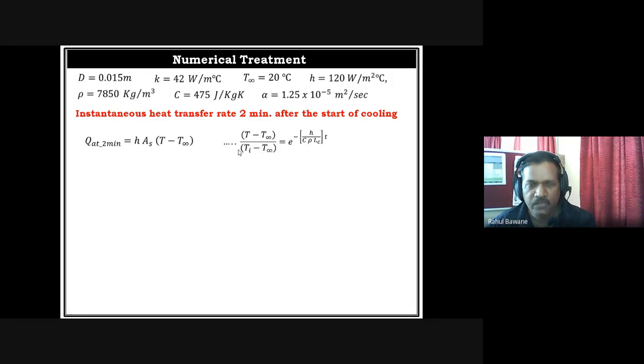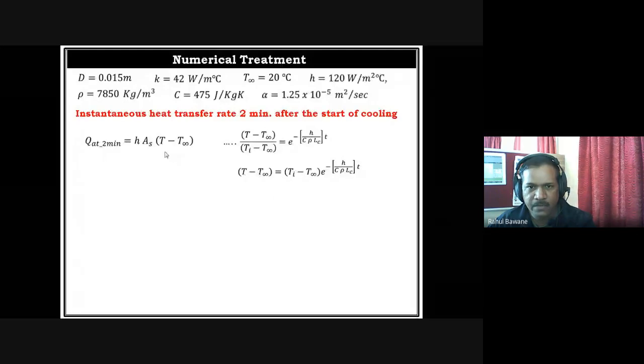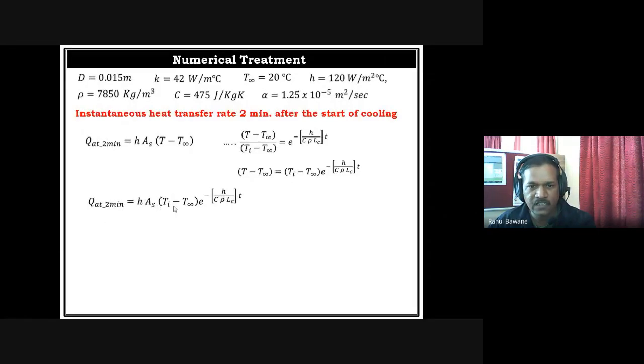How to replace? We know the temperature distribution equation in lumped heat capacity analysis: T minus T infinity upon Ti minus T infinity is equal to e raised to the power minus h upon c rho Lc into this time t. So we will shift this Ti minus T infinity, and we get the value of T minus T infinity in terms of time. Now we will replace this bracket in Newton's law of cooling. So our equation becomes Q at 2 minutes is equal to h surface area Ti minus T infinity into e raised to the power of this whole bracket multiplied by time.